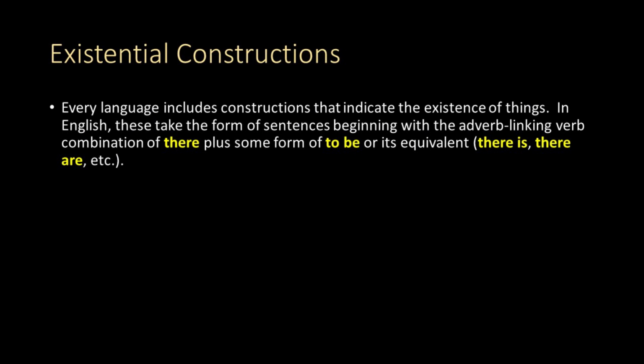Still other problems of subject-verb agreement occur with what we call existential constructions. Every language includes constructions that indicate the existence of things. In English, these take the form of sentences beginning with the adverb-linking verb combination of there plus some form of to be or its equivalent. There is, there are, etc.